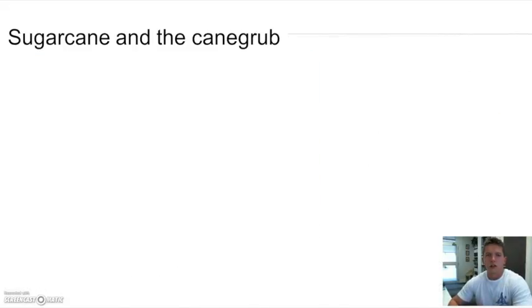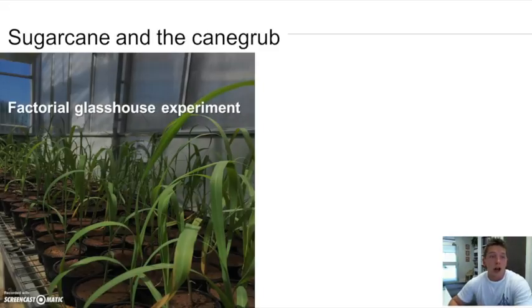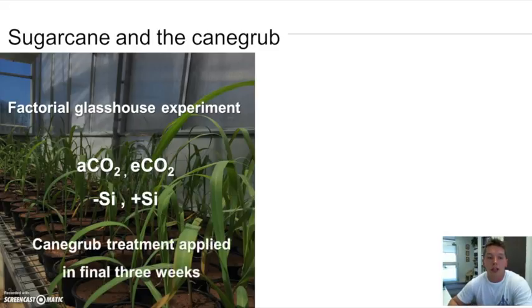So I then wanted to look at this. How did I go about testing the impacts of elevated CO2 and silicon? I carried out a fully factorial glasshouse experiment, and my treatments were ambient and elevated CO2 and minus and plus silicon. So half the plants were supplemented with silicon in the form of sodium silicate. And throughout the growth period, I took several growth measurements as well. And towards the end, in the last 3 weeks of their growth, I applied cane grubs as well.